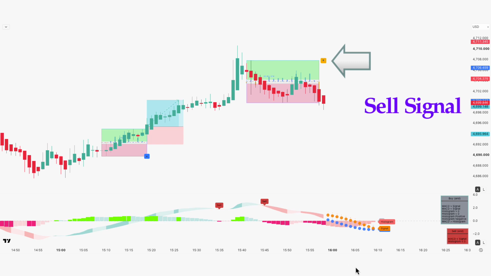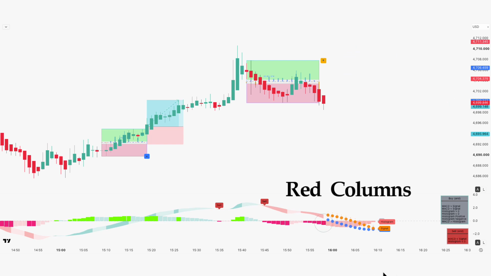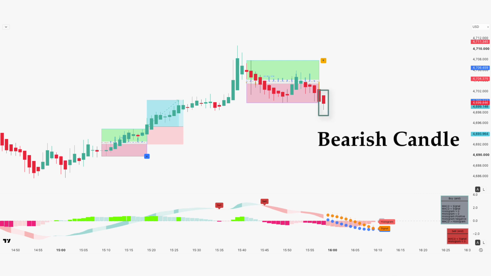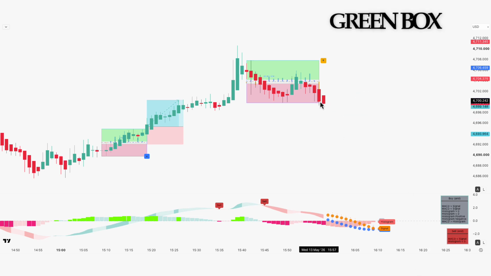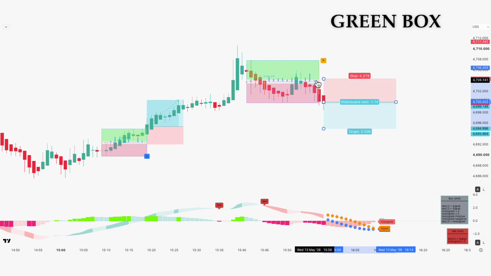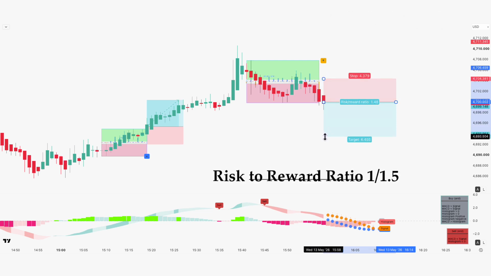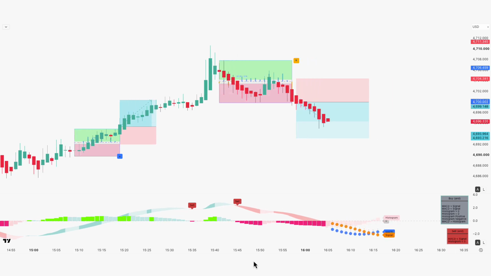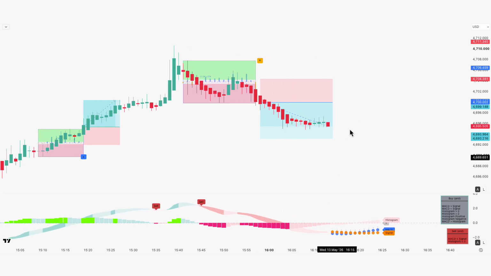Here the liquidity breakout label down is a sell signal. Here the MACD forecast colorful indicator shows red columns. Here the market has made a bearish candle to give confirmation. So all our conditions are being fulfilled. So we are placing an order to sell. Our stop loss is to be placed at the green box. And the risk-to-reward ratio will be 1:1.5. Let's see what happens to our trade. Our trade is running in profit.